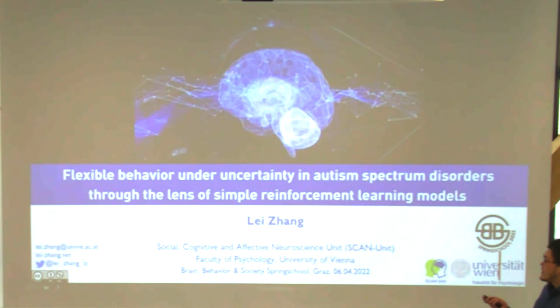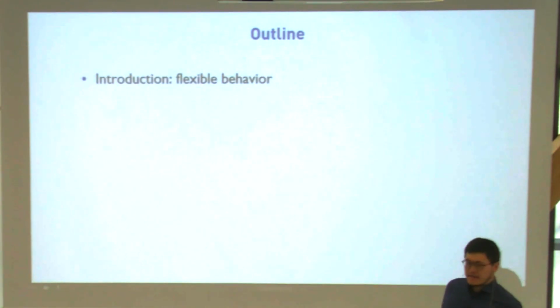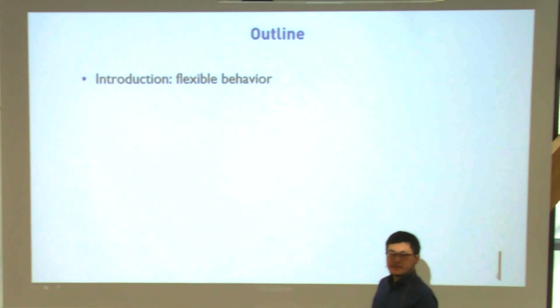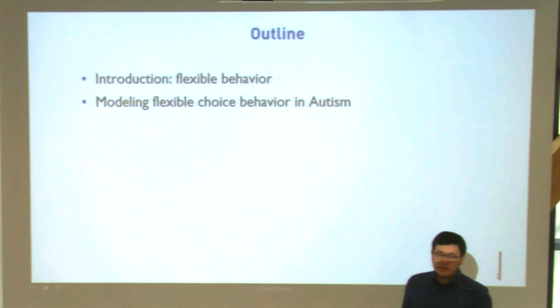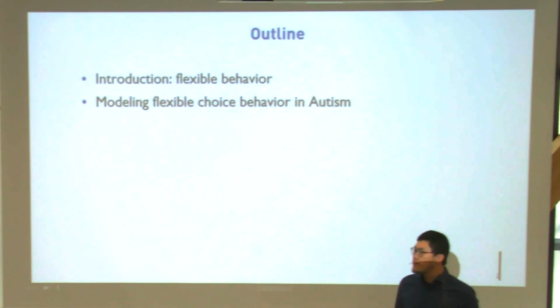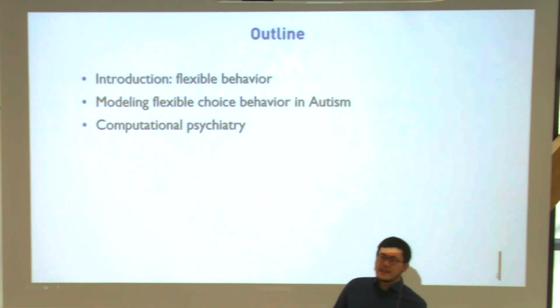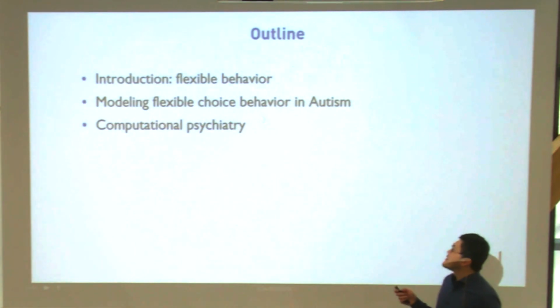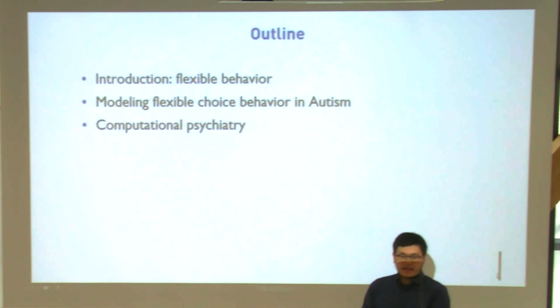Today we will be talking about flexible behavior, and I will explain why this fits into the theme of change of the Spring School. Then I will be talking about modeling flexible behavior in autism as one example. Then I will talk a little bit about computational psychiatry, because the example I will be giving you is an excellent example of computational psychiatry.